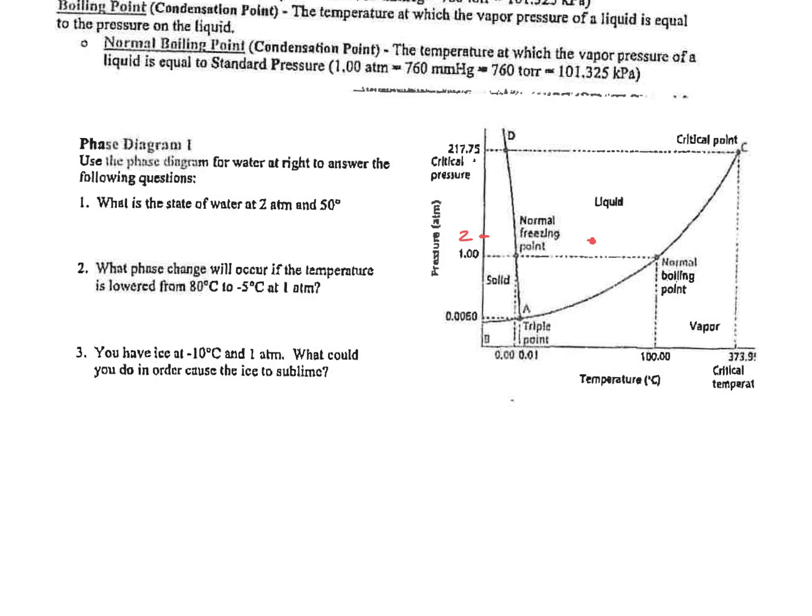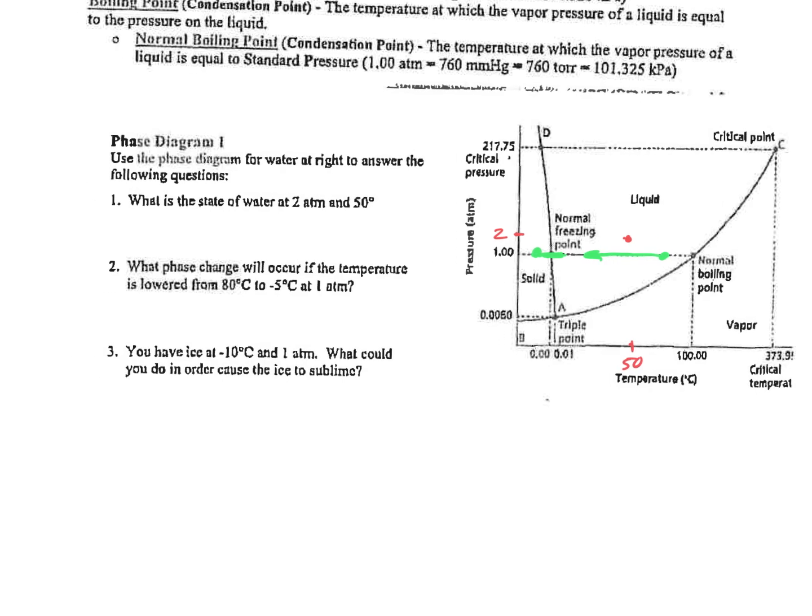All right, move on. What phase change will occur if the temperature is lowered from 80 degrees Celsius? Let's do this in green. 80 degrees Celsius at 1 atmosphere of pressure, and reduce the temperature to like -5. We're going to go in this direction as we're cooling, staying at 1 atmosphere of pressure. At this place that I'm highlighting right there, we're going to see freezing. So we're going to go from liquid to solid.